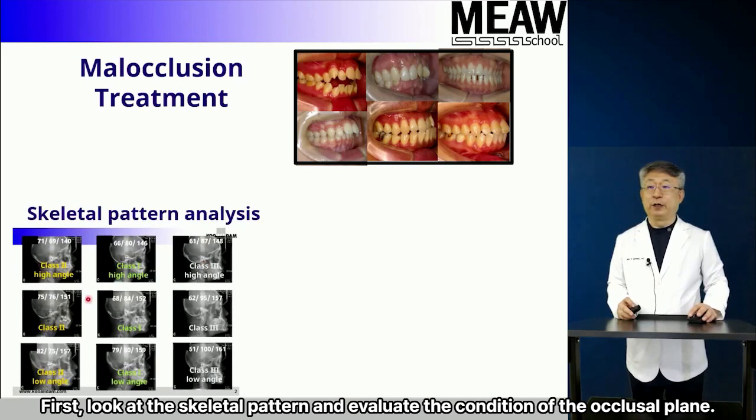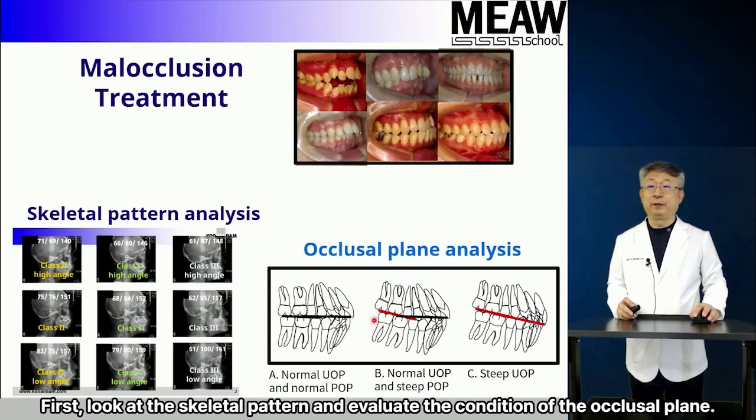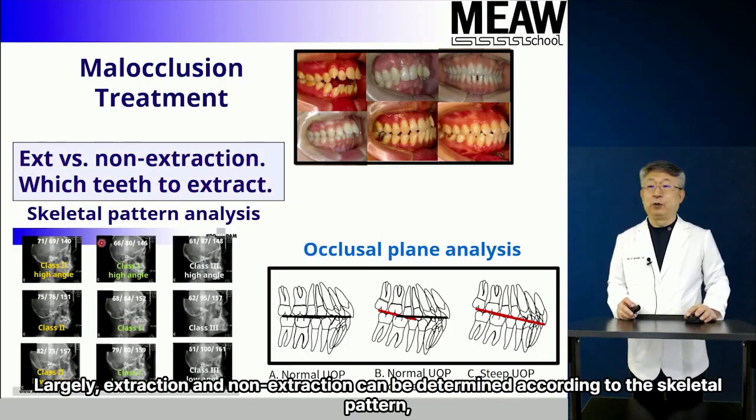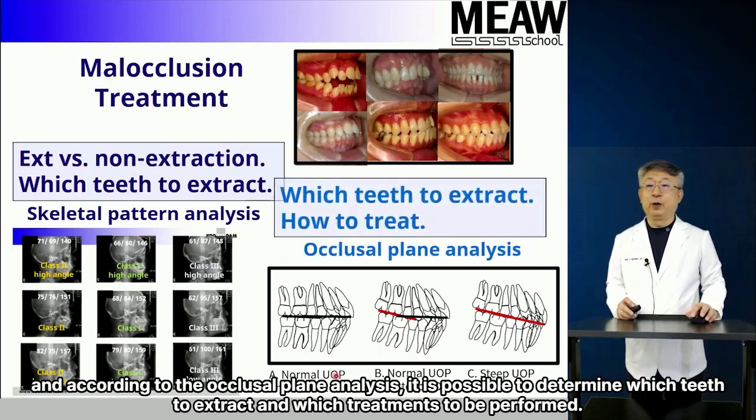First, look at the skeletal pattern and evaluate the condition of the occlusal plane. Largely, extraction and non-extraction can be determined according to the skeletal pattern, and according to the occlusal plane analysis, it is possible to determine which teeth to extract and which treatments to be performed.